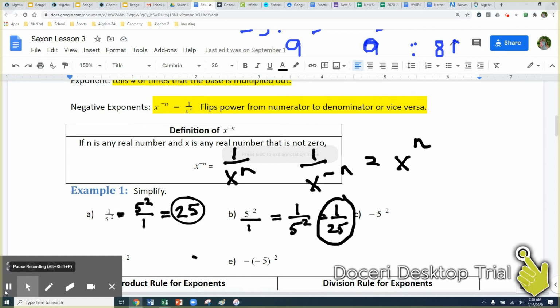Now the last one that we're going to look at from this section is when you have a negative sign up front. I'm going to rewrite that because it's kind of hard to see it there. Your printout shows it pretty well, but you have a negative 5 and then a negative 2. So we have to go back and talk about order of operations. As you go through order of operations, what's the very first thing you do?